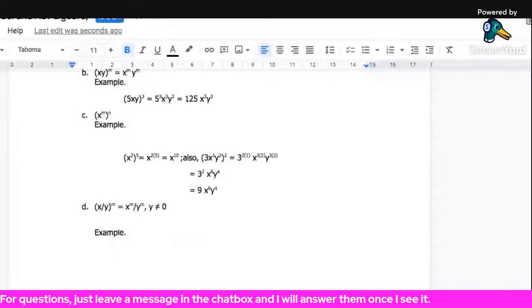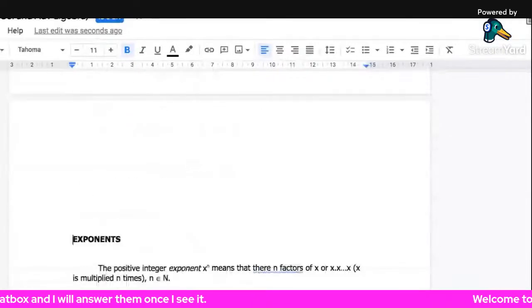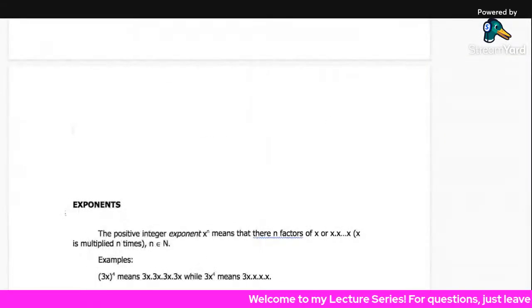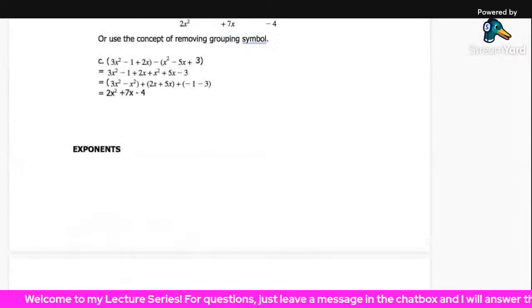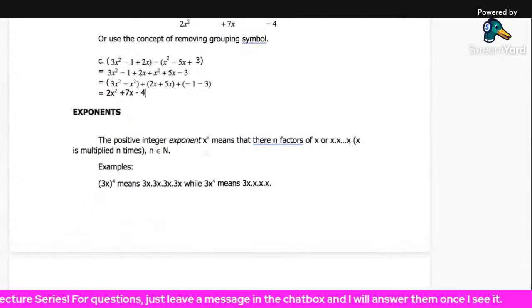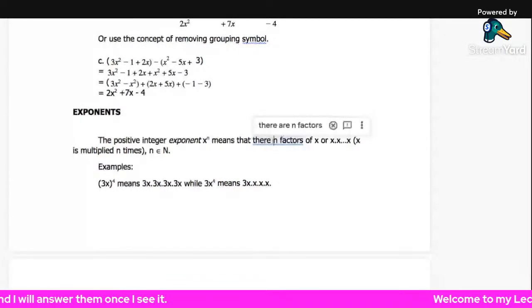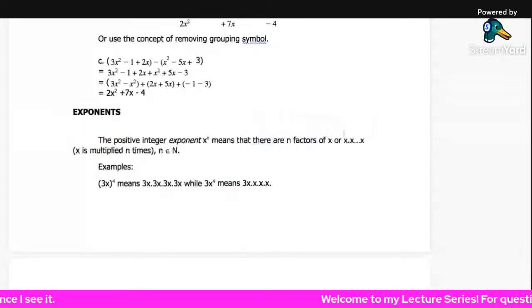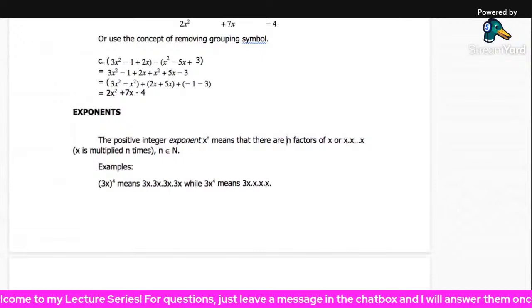So we shall now proceed to our next topic, which is on exponents. Okay, let's move this back to where it used to be. Okay, so exponents. The positive integer exponent x to the n means that there are n factors of x, or x times x times x, and so on, or x is multiplied n times, where n is an element of the natural numbers.